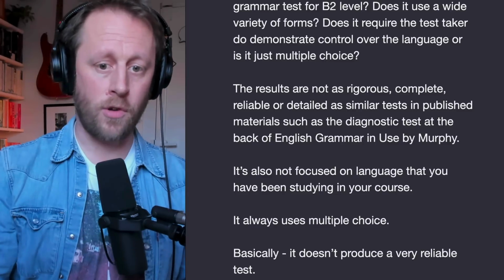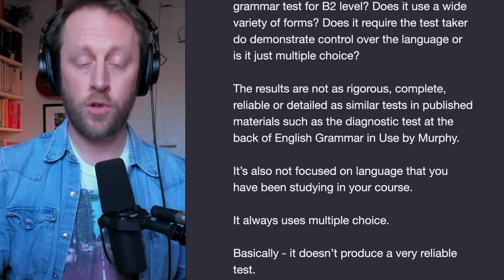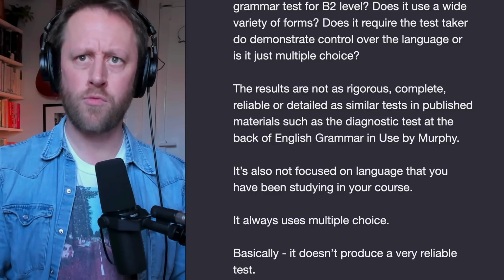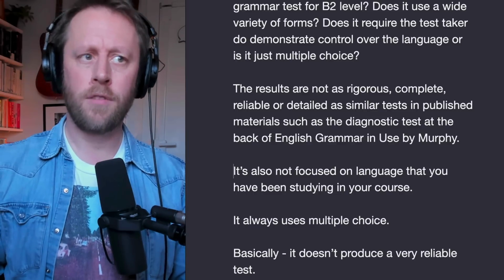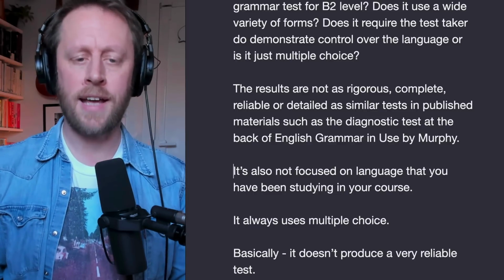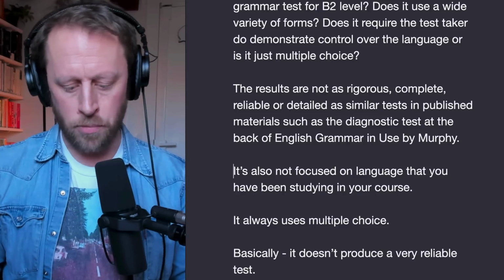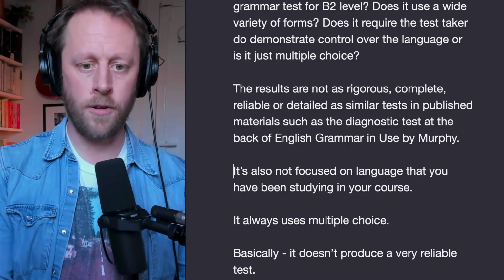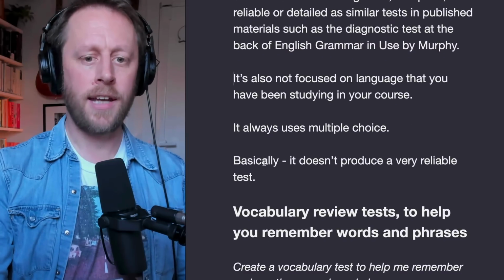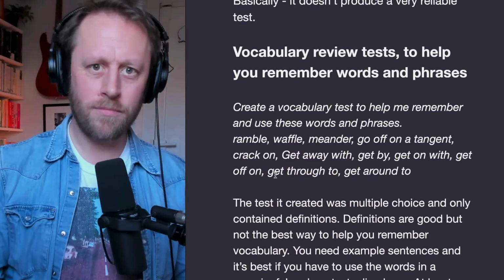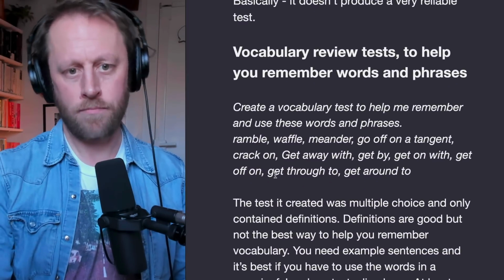It's also not focused on language that you've been studying in your course. So it's just a kind of random selection of grammar questions, rather than, for example, the sort of practice test that you might do with your teacher in your classroom, which is designed to help you practice the stuff you've been working on. So basically, it doesn't produce a very reliable test. But, you know, it's not bad for playing around with still.